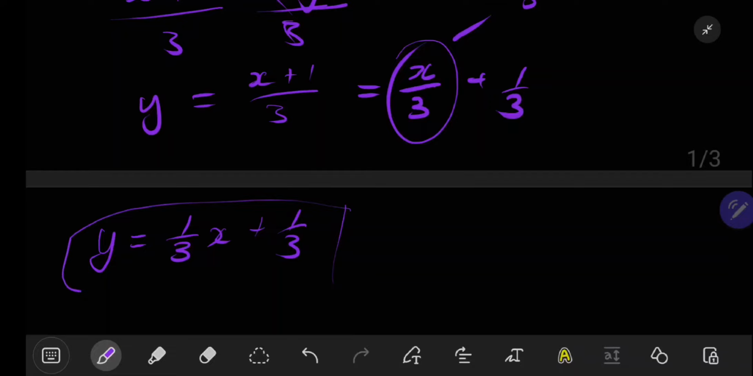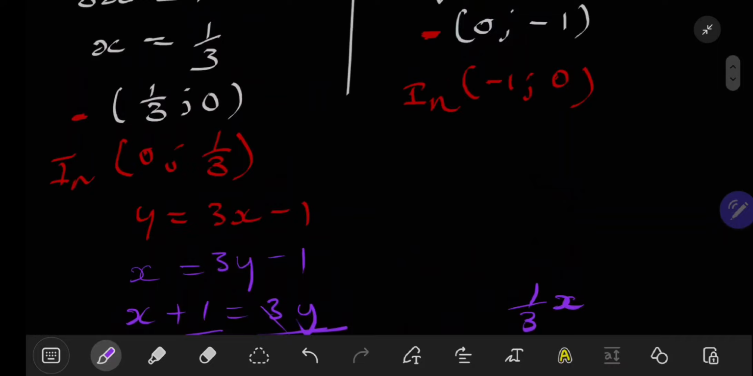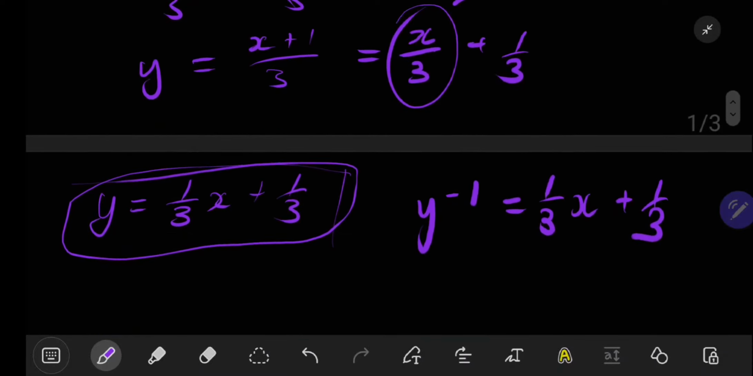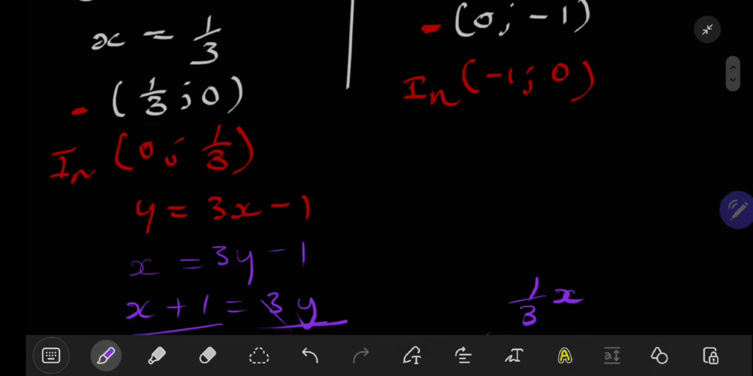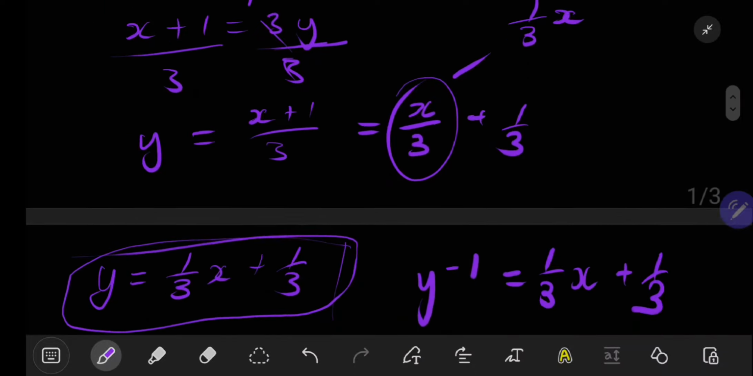So this equation is our equation for the inverse function, or you can denote it as y to the power negative 1 is equal to 1 over 3x plus 1 over 3, to show that this is the inverse function of our straight line graph. Remember, in the beginning we exchanged the coordinates. So we said these are the coordinates for the inverse. Now we have the equation for the inverse. Can we find the exact coordinates? Does the math work? Let's check that.